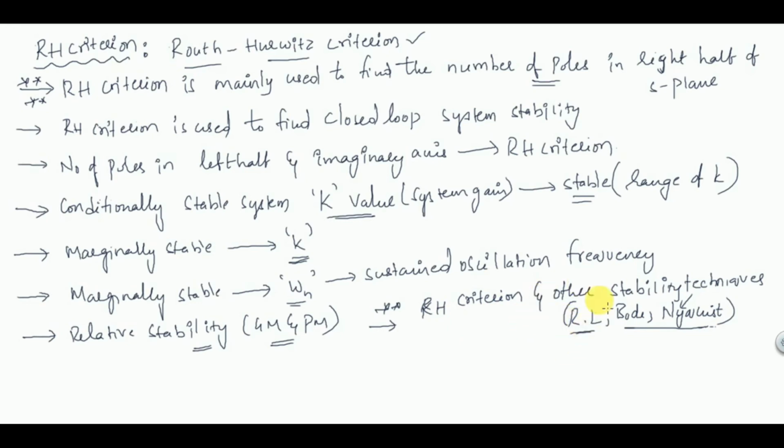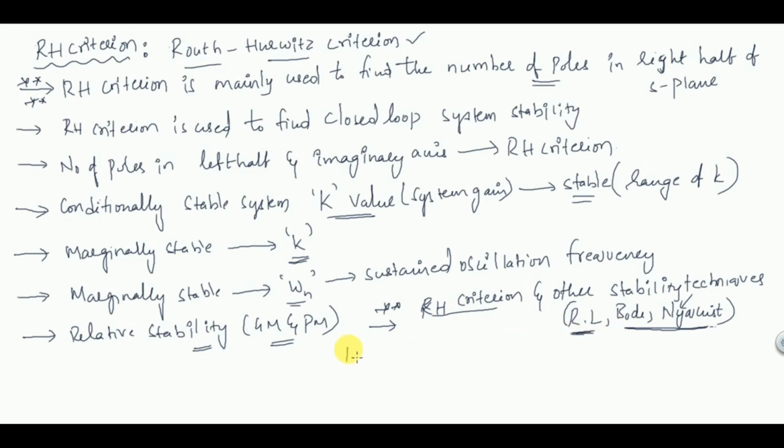This is the first difference between RH criterion and the remaining techniques. So RH criterion and root locus are time domain stability techniques. Bode plot and Nyquist plot are frequency domain stability techniques. They are also used to find the stability of the closed loop control system only, but in the frequency domain.